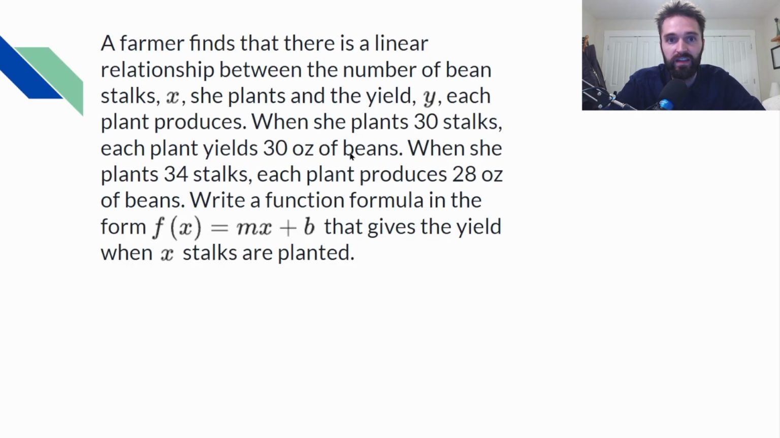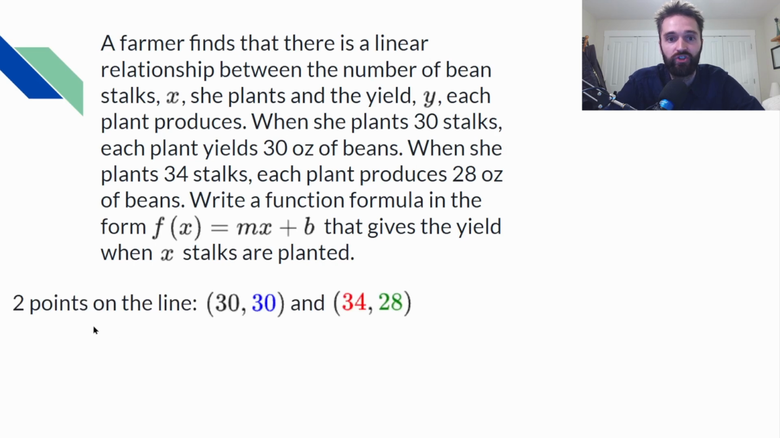Okay? So let's look at this sentence here and this sentence here. The problem tells us that when x equals 30, y equals 30. Also, when x equals 34, y equals 28. So this is a linear relationship, and we have 2 points on the line that represents the equation. All right? Here are my 2 points. And if I have 2 points, that means that I can use the slope formula to determine the rate of change. Right? I'm finding the slope with this formula here.